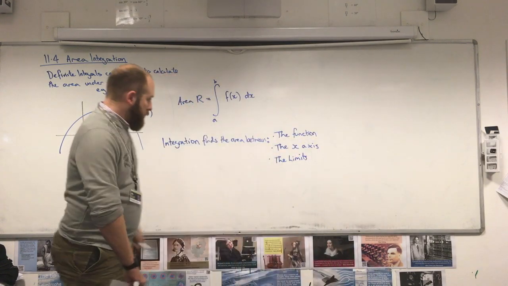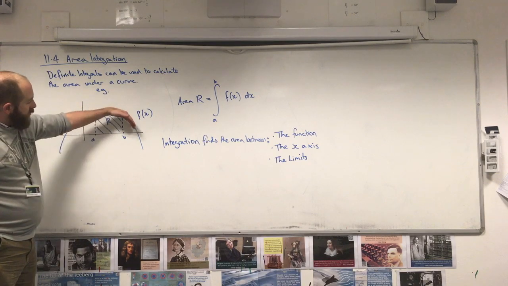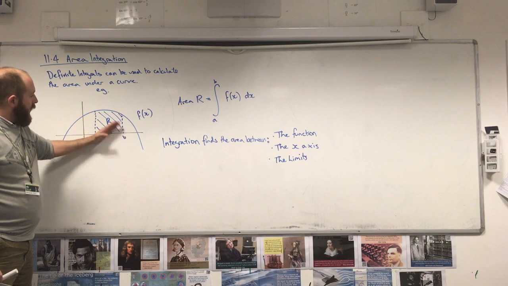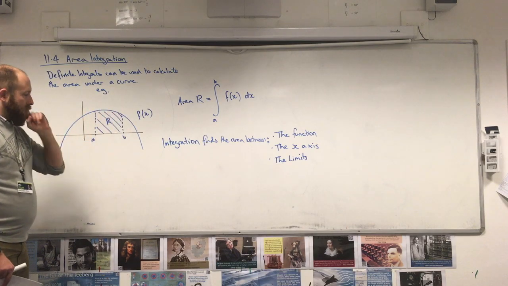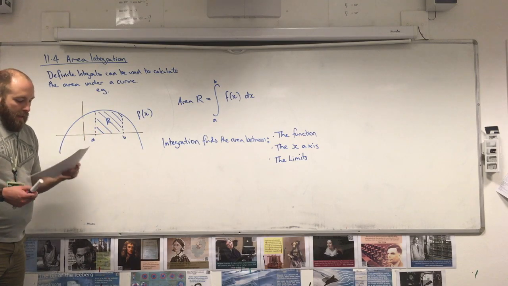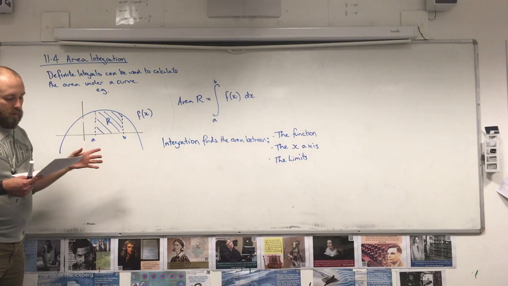so three really important points. Integration finds the area between the curve or the function, so this bit here, the x-axis, this bit here, and the limits, this bit here. So if you want to find this area, it's curve, limits, and the x-axis. And that's how it does it. It's so important to remember those key points so you don't get caught out on these.